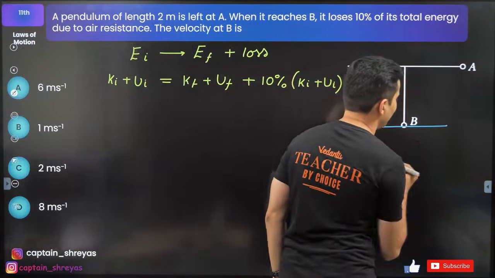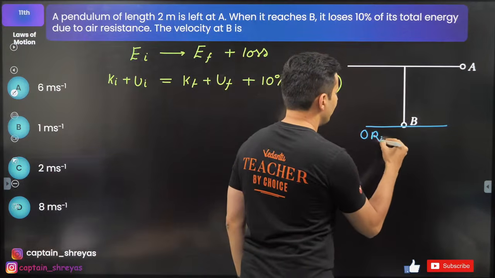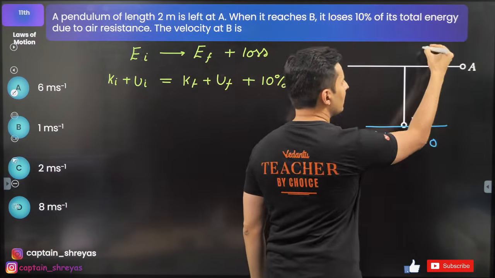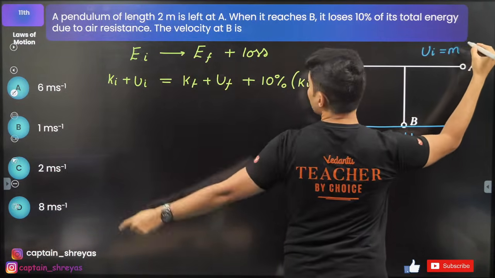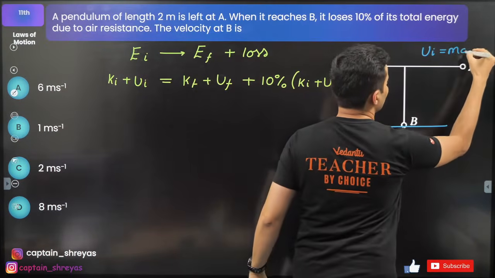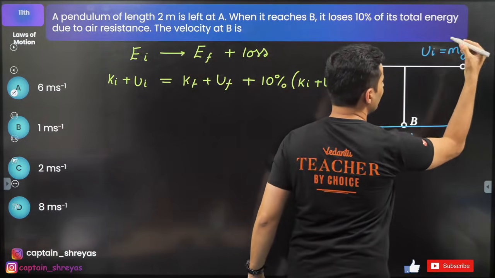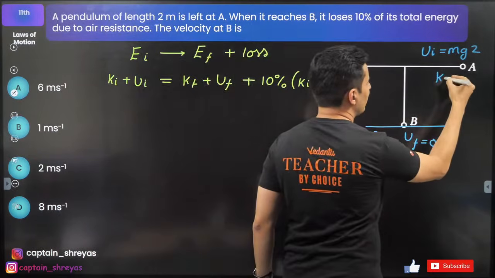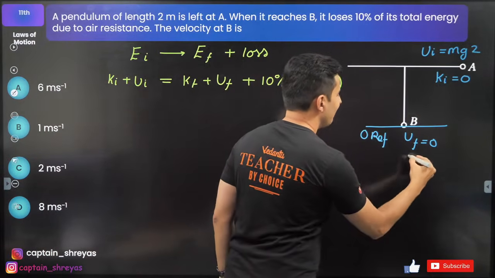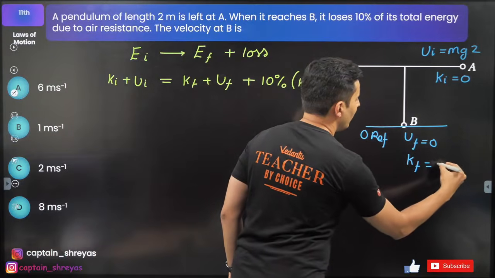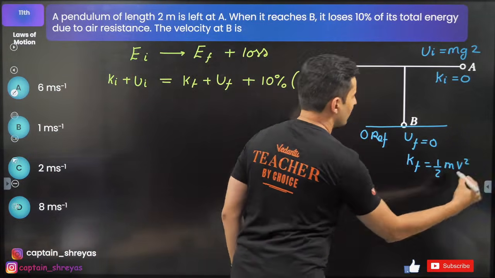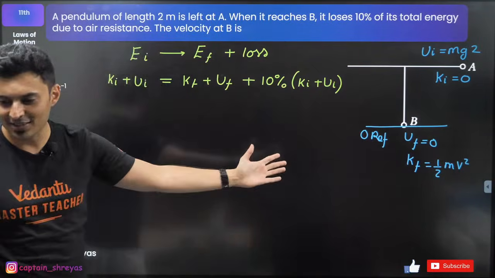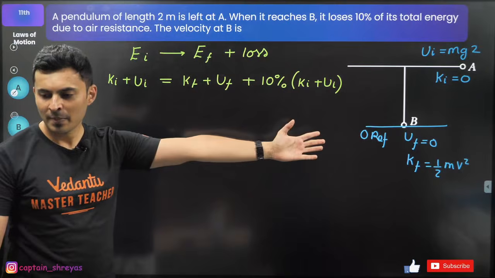If I take this level as 0 reference, here the potential energy finally is 0. Here the initial potential energy will be mg into height, which is basically 2, h is 2. Here initially it was just left, so it is 0. Finally when it comes down, it will have half mv square. Aren't these the variables that you're going to use over here? Check this out. Everybody with me?